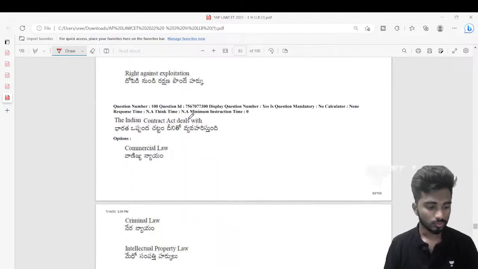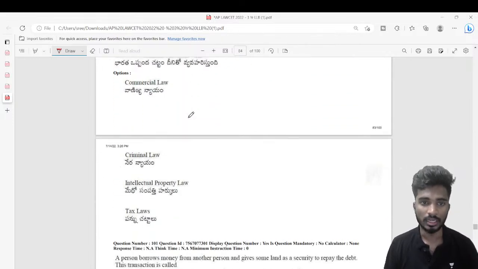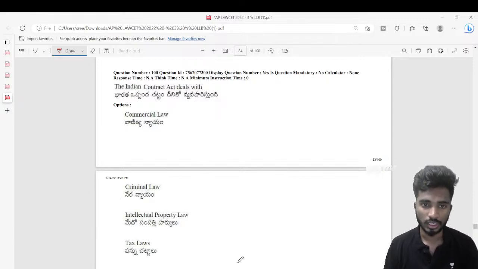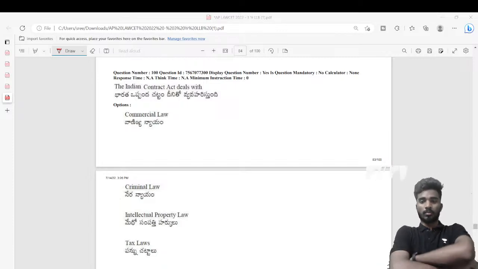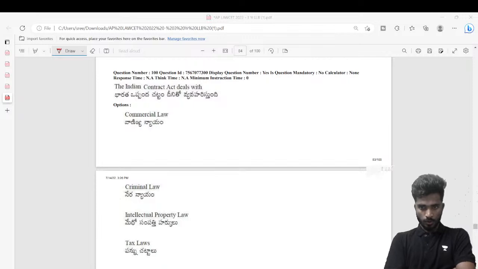Next, Indian Contract Act deals with... భారత ఒప్పంద చట్టం దీనితో వ్యవహరిస్తుంది. భారత ఒప్పంద చట్టం దేని గురించి మాట్లాడుతుంది? ఒప్పంద చట్టం.